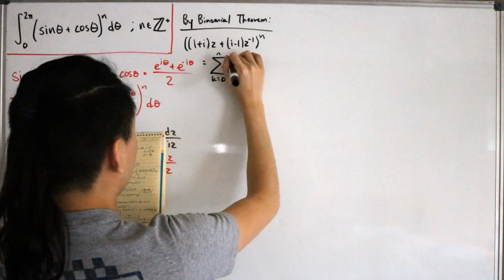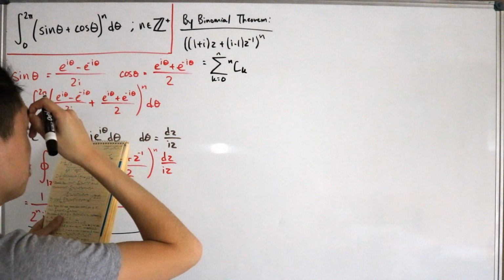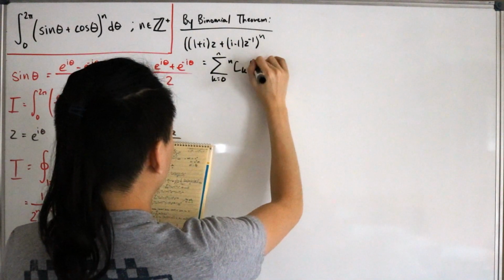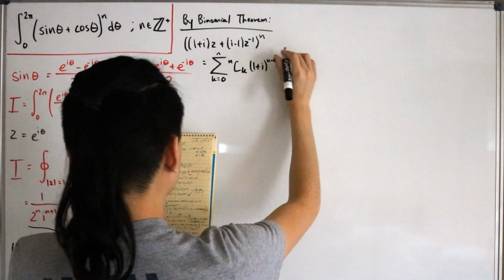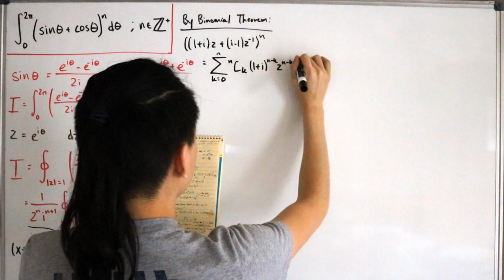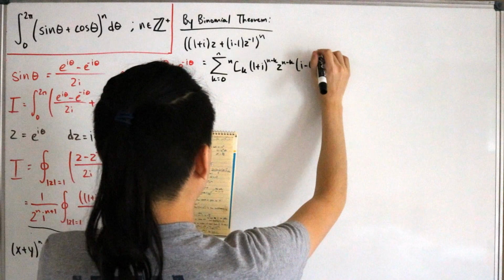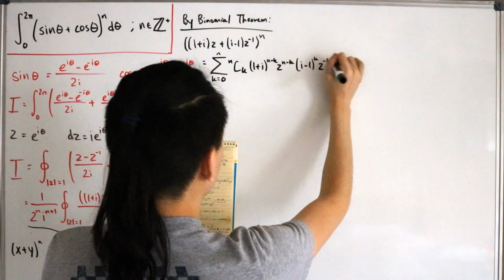Now we have n choose k, then we just substitute these values in for x and then our y. So now over here we'll have (1 + i) to the power n minus k multiplied by z to the power n minus k. Then we just multiply this with (i − 1) to the power k multiplied by z to the negative k.